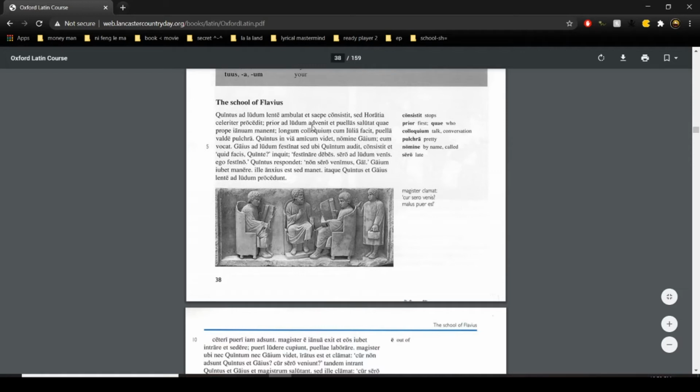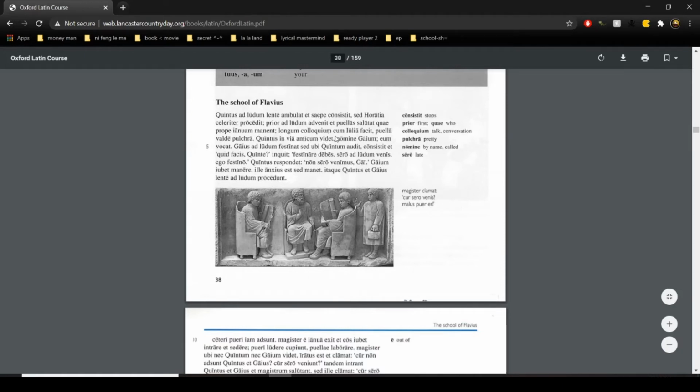Prior ad ludum advenit et puellas salutat, quae prope januam manent. So she arrives. There's no subject change here, so you just take Horatia, which was the previous subject. Horatia arrives first to the school and greets the girls. This quae is the pronoun who, so she greets the girls who are waiting near the door.